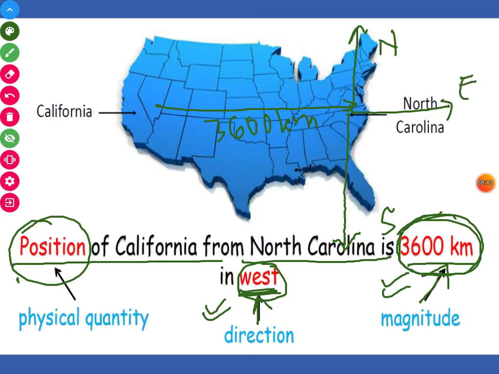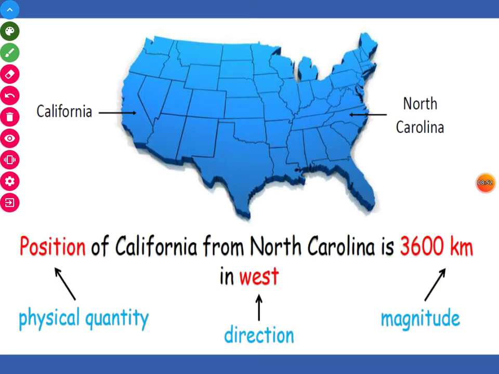Unless we represent direction along with the magnitude, we cannot represent the exact position of California from North Carolina. It is definitely 3600 kilometer away, but in which direction? Maybe in east, maybe in west, in north, or in south. So position can be represented by magnitude as well as by direction. Position is one of the examples of a vector, a vector physical quantity.